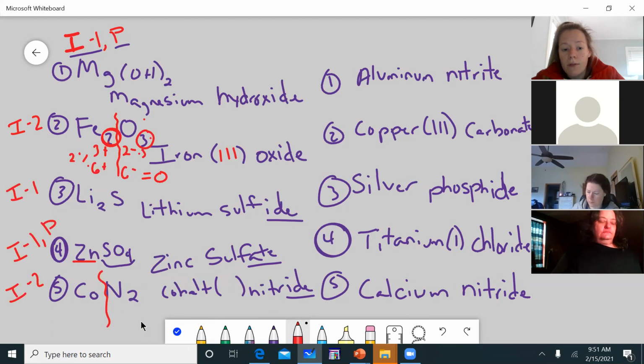So let's cut it in half. The whole thing needs to equal 0. Nitrogen always has a 3- charge. How many are there? There are 2 of them. So let's multiply it by 2. So this has a 6- coming from the nonmetal side. So the metal needs to be a 6+. How many of them are there? There's only 1. So we don't need to divide it by anything, or you divide by 1. So the cobalt is 6+.